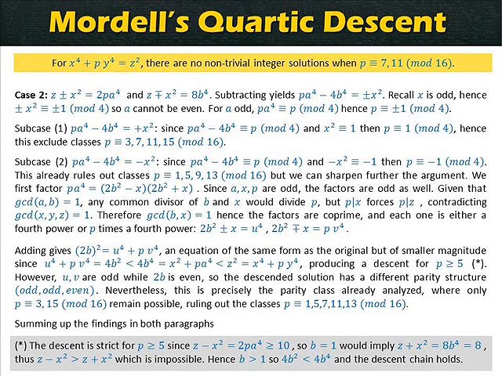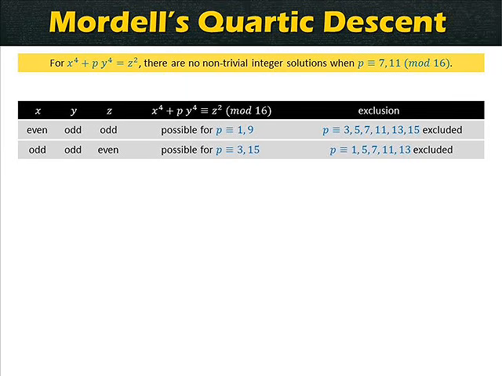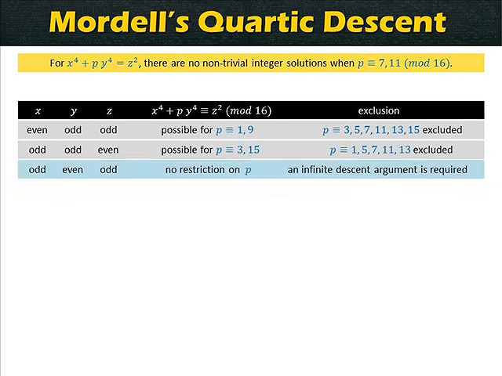Summing up the findings in both paragraphs, subcase 2 excludes classes 1, 5, 7, 9, 11, and 13. Summing up, the first table analyzed the three possible parity structures using congruences modulo 16. The first two cases were resolved purely by congruence arguments, while the third case remained inconclusive, forcing us to use infinite descent. Notice that the overlap of the first two cases already rules out the residue classes 7 and 11 modulo 16, exactly as in Mordell's results.